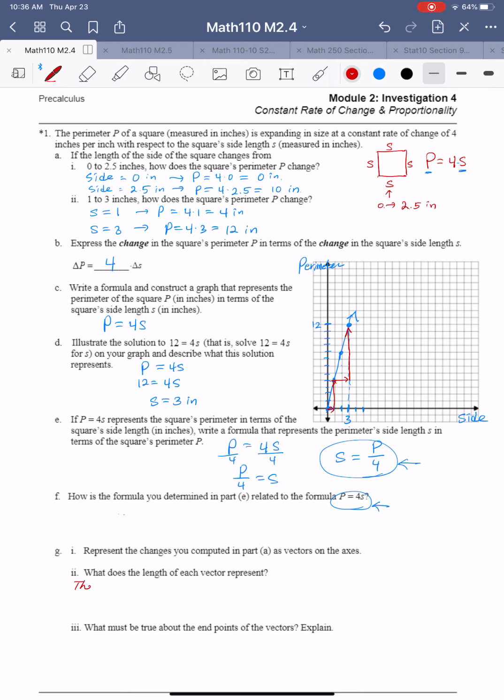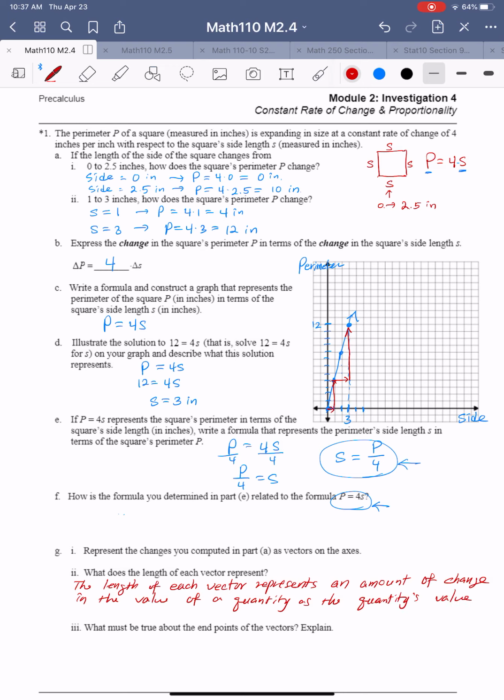The length of each vector represents an amount of change in the value of a quantity as the quantity's value increases from some initial value to a final value.